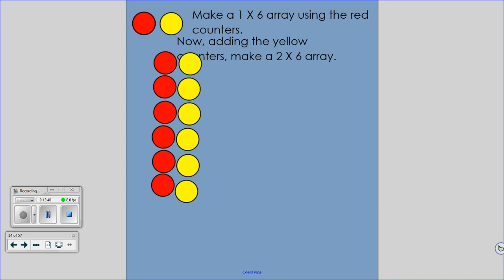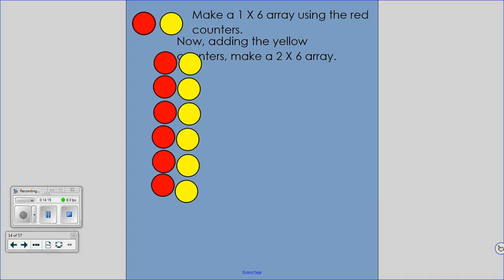So if I know what 1 times 6 is, can I figure out what 2 times 6 is? Yeah. How? If I know what 1 times 6 is, how do I use that to figure out what 2 times 6 is? 1 times 6 is in red. How can I use that to figure out what 2 times 6 is? Jackson, what do you think? You can double it. You are going to double it.